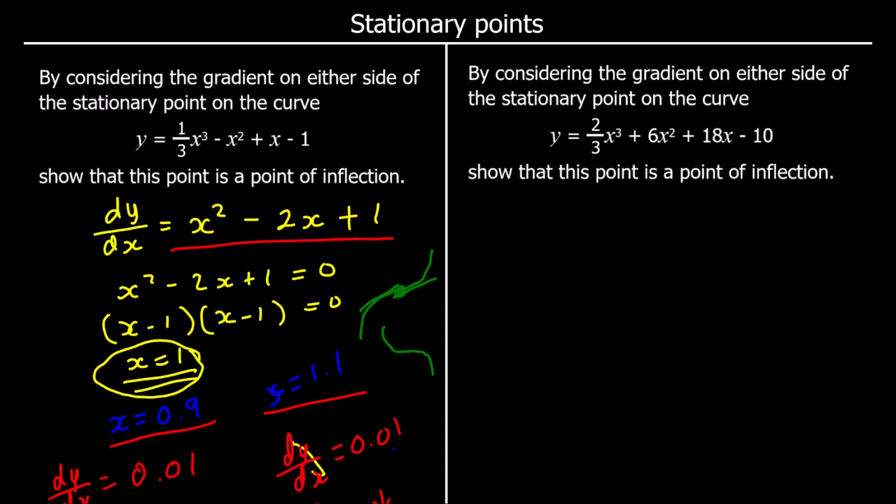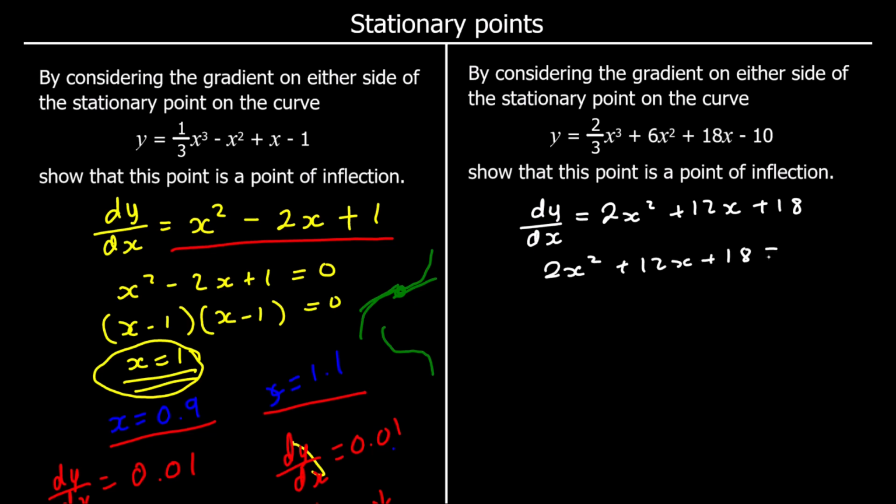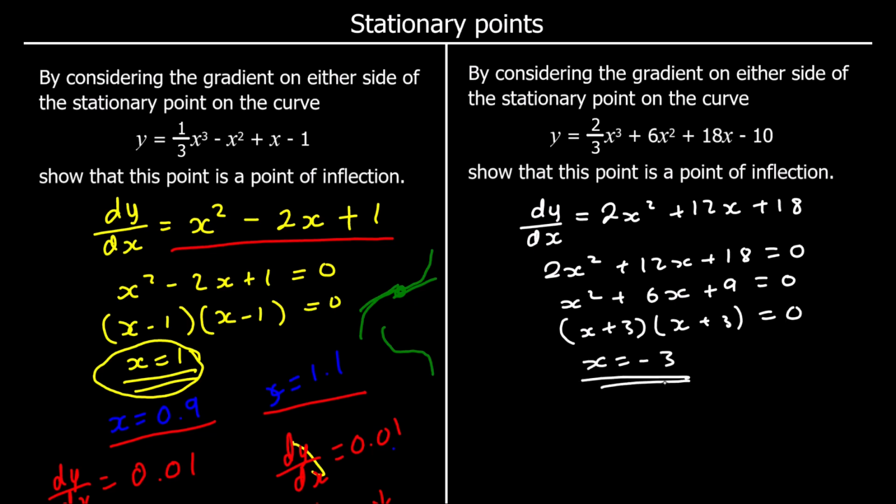So let's find the stationary point first. The stationary point is where the gradient is equal to 0. So dy/dx, so times by the power, take one off the power, so 2x squared plus 12x plus 18. We want to know whether that's equal to 0. So 2x squared plus 12x plus 18 equals 0. We could use the calculator, but let's half it and factorize it. So it's x plus 3 times x plus 3. So again, there's only one answer. There's only one stationary point, and that's when x is negative 3.